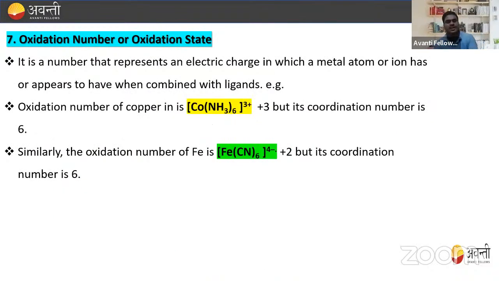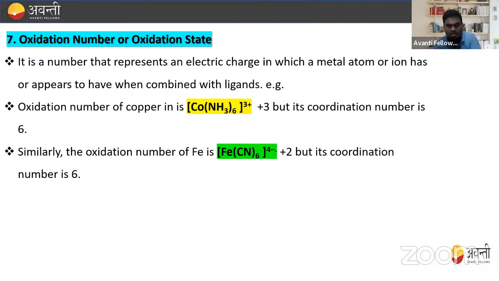Now, oxidation number or oxidation state. It is a number that represents an electric charge which a metal atom or ion has or appears to have when combined with the ligand, right? So the oxidation number of copper in [Cu(NH3)6]3+ is +3, but its coordination number is 6, right?